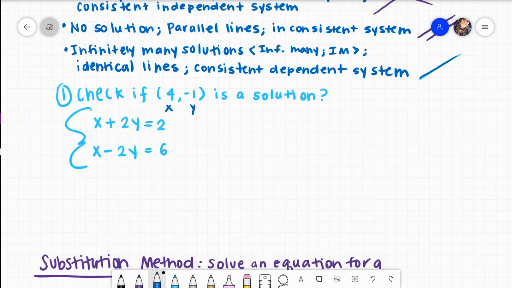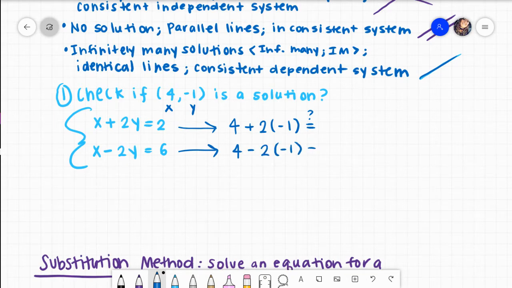I'm going to write it to the right. If we plug in 4 for our x, we would do 4 plus 2 times y, where y is negative 1, and we'll see what that equals. And then here, plug in 4 for our x, minus 2 times y, which is negative 1, and we'll see what this equals.